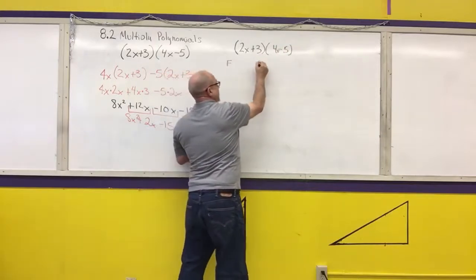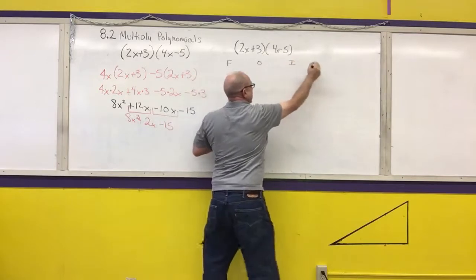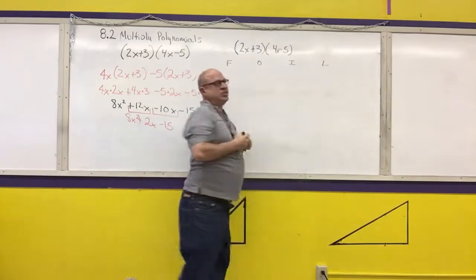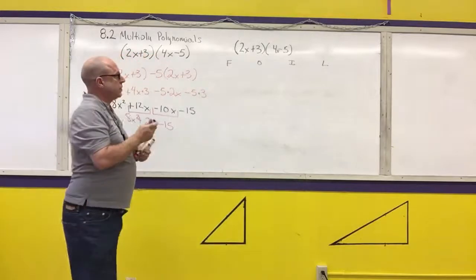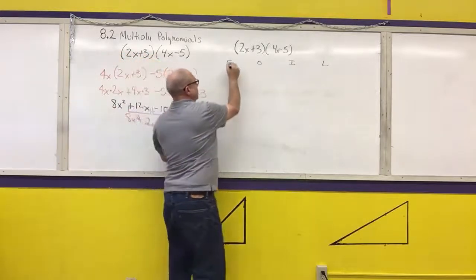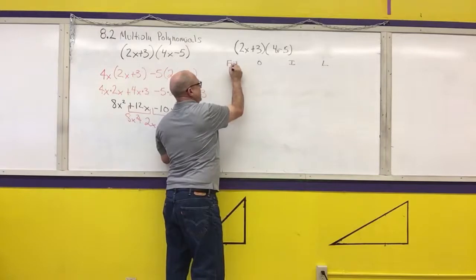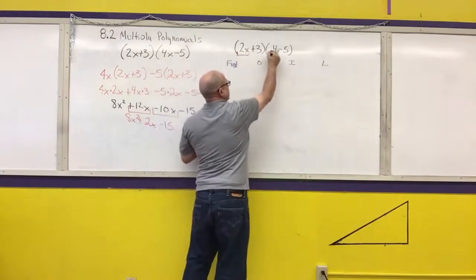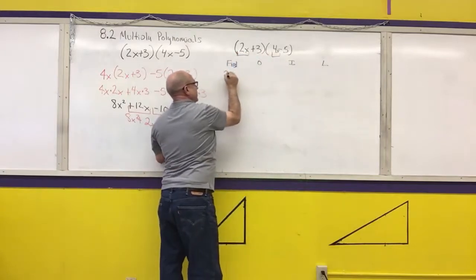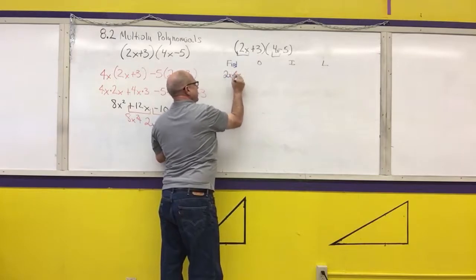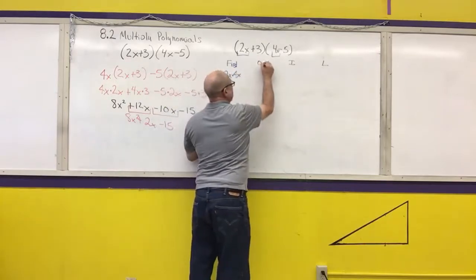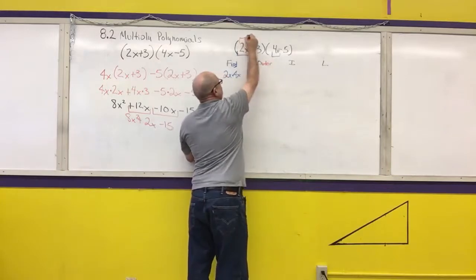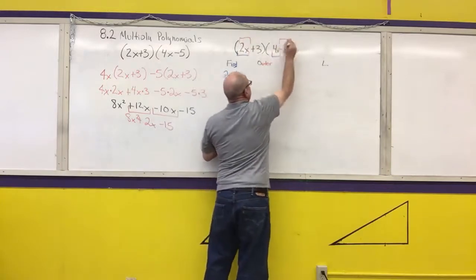It uses the abbreviation FOIL. And again, this is just the distributive property using an abbreviation for the shortcut. It means the first term times the first term, which would be 2x times 4x. The O stands for outer, so that would be 2x times negative 5.